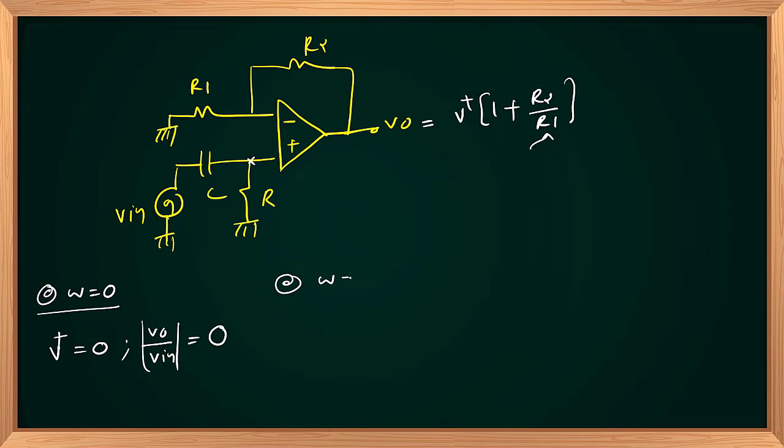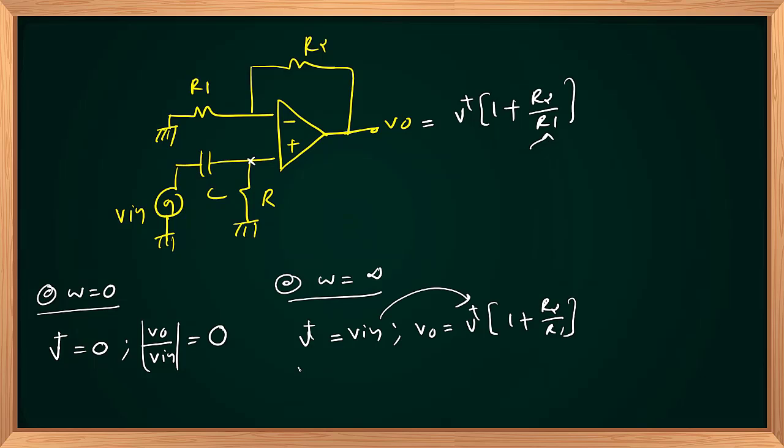At omega equal to infinity, the capacitor acts as a short circuit, hence V plus is the same as V in. Hence, V out is equal to V plus multiplied by 1 plus R2 by R1, where V plus is the same as V in. So, V out upon V in, its magnitude, is equal to 1 plus R2 upon R1. So, the gain is increased from 1 to 1 plus R2 by R1. By varying R1 and R2, you can fix the gain greater than 1.